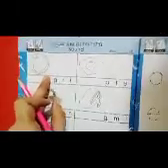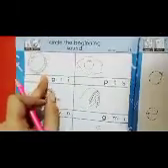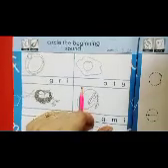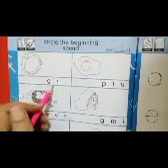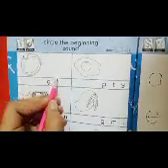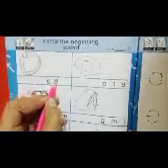What is this? Do you know what this is? The picture of a ring. Wow. Ring, good. The beginning sound of ring is r. Very good. Now circle it and color the picture.